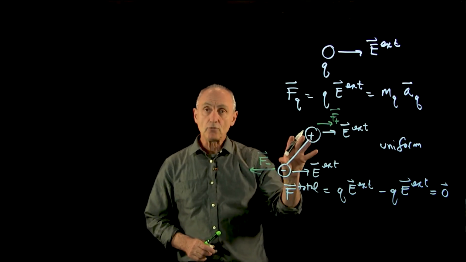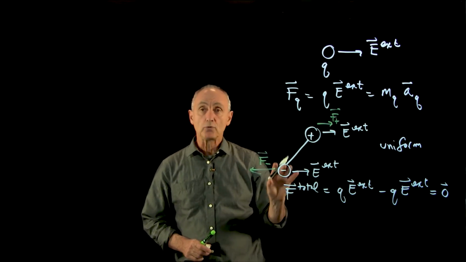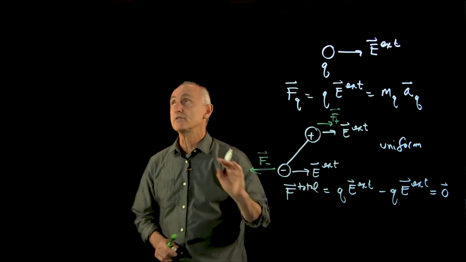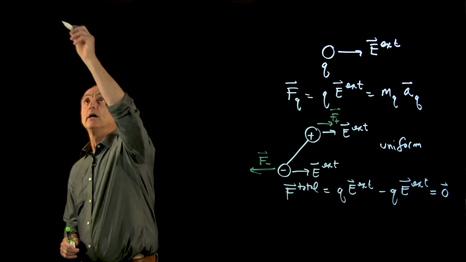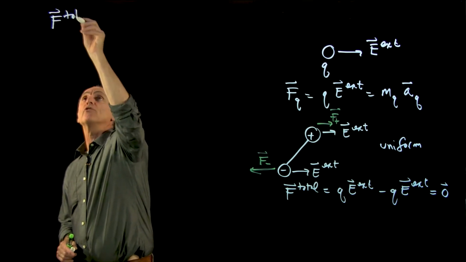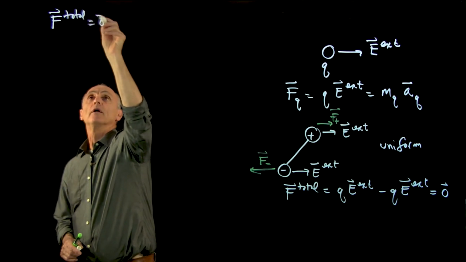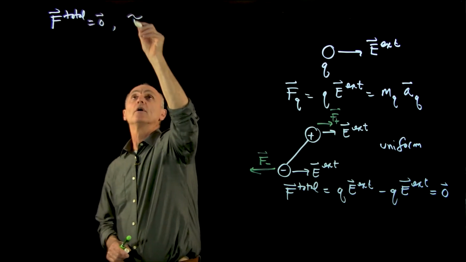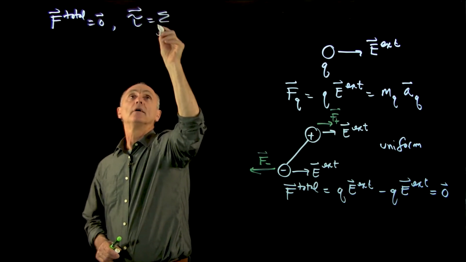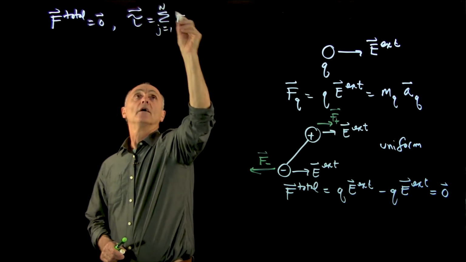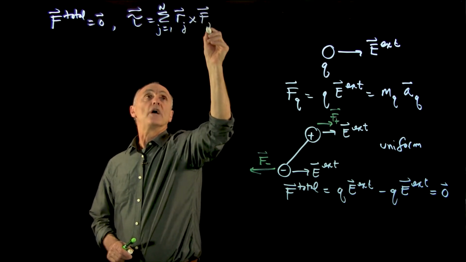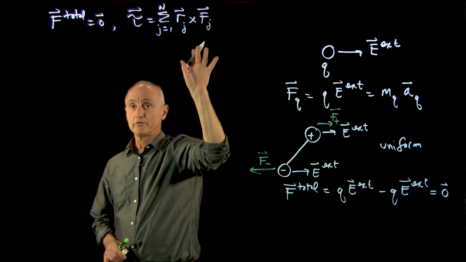But there's still more. This will undergo a rotational motion because even though the force is 0, the torque on this object is non-zero. Now recall that when the total force is 0, then the torque, which was defined as a sum, j goes from 1 to n, of r_j cross F_j, is independent of the choice of origin.